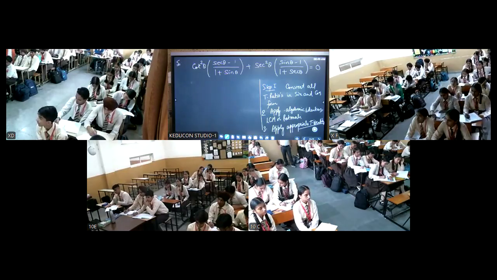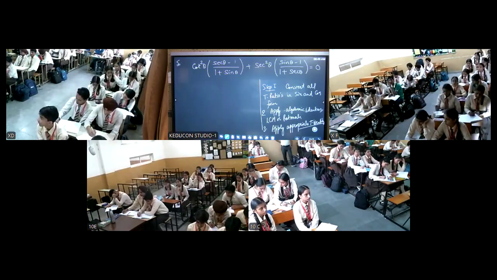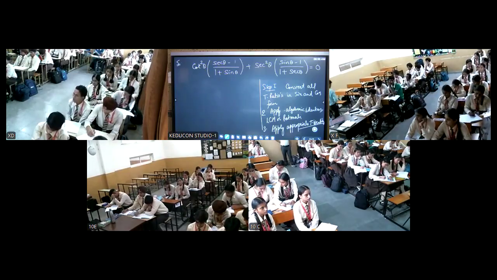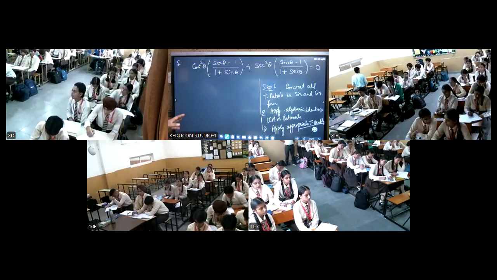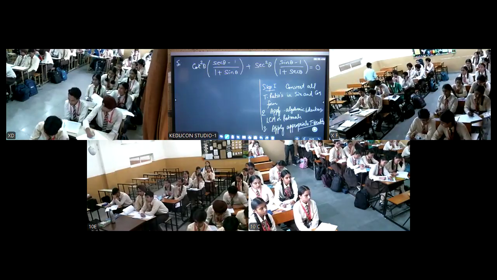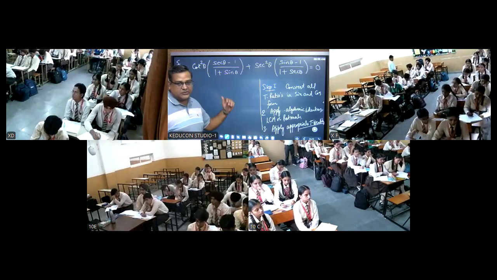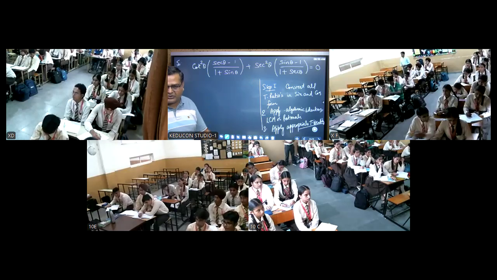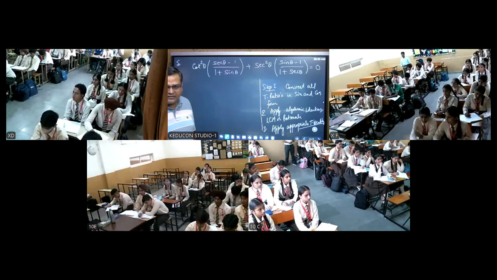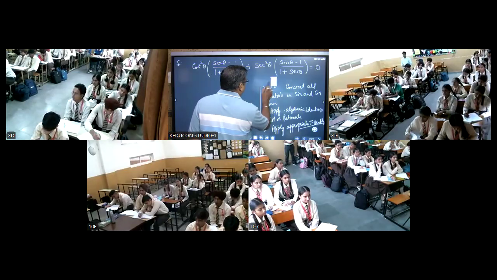What are these steps? First convert everything into the form of sine and cos. Then take LCM or apply the identities. Now in this question, we'll be applying the trigonometric ratios in the second step also. Right? Have you noted these steps, students? Yes, sir. Right. So see how to do this question.